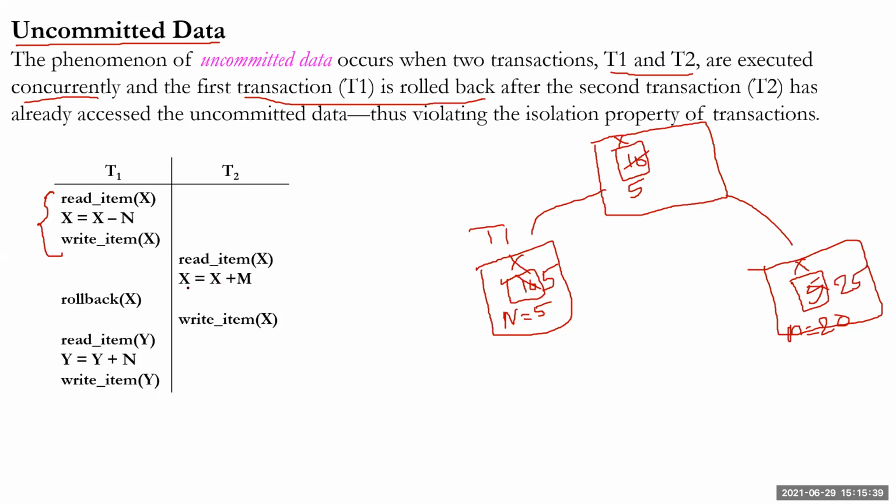Before doing this particular write operation, the turn goes to transaction T1. So here the value which has been modified by transaction T1 was rolled back.